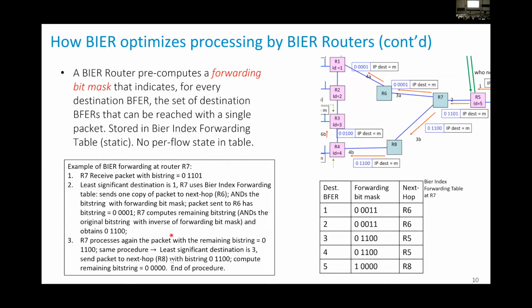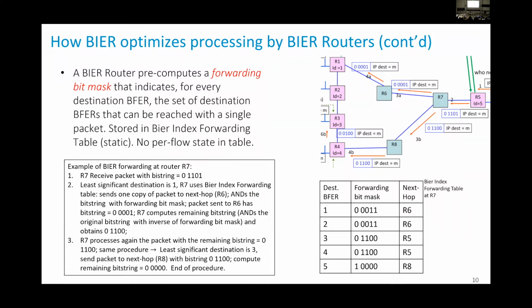How does it work? Well, here's an example. Let's assume you are this router R7 and you receive this packet. This packet has this BIER header. Then the BIER header will be used to go through the list here. We will analyze which destinations we have by starting with the least significant bit. So we look at the first one that we have, that means destination 1 here, and we go to the row that corresponds to destination 1.